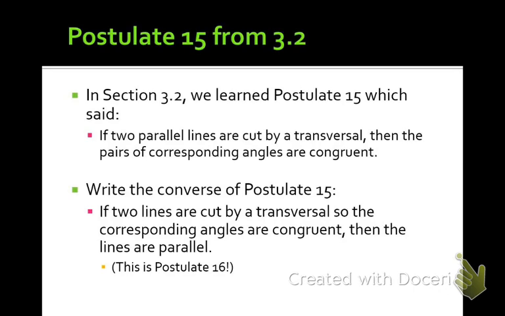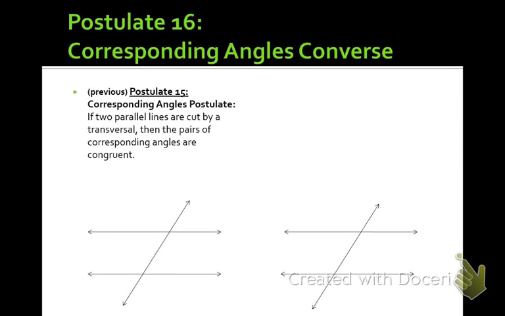As a matter of fact, this is another postulate. Postulate 16. I think you'll also find it called the corresponding angle converse postulate. We'll find better ways to write it other than postulate 16. And that's true too. You can almost create a biconditional statement then with these two, right? So what does that look like?